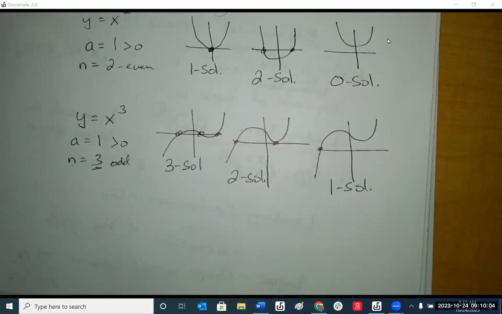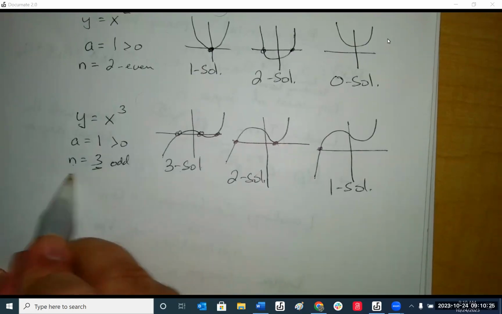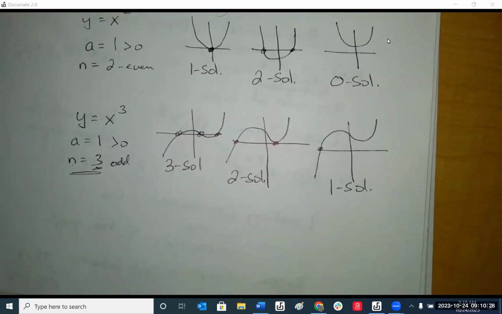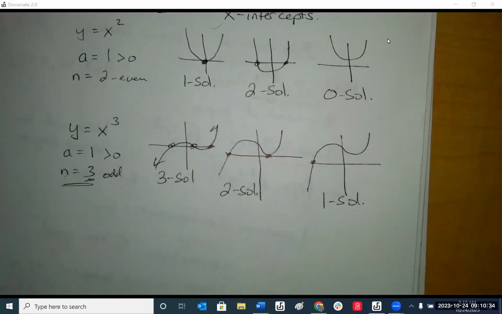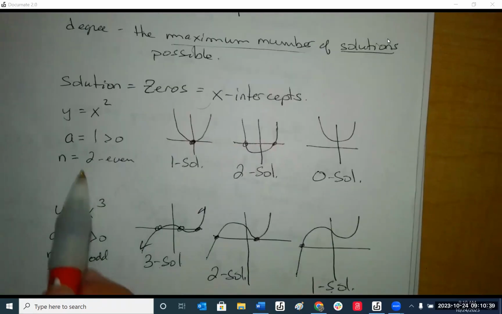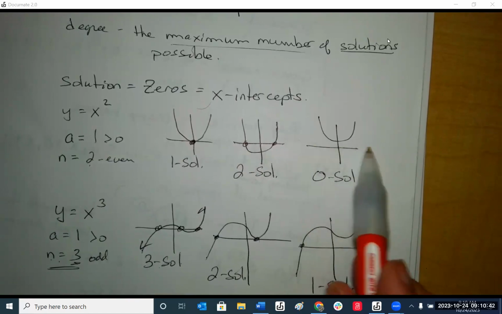If the degree is odd, can you have 0 solutions? Why not? Yes, but not the right reason. An odd degree has to cross the x-axis because the ends point in opposite directions. One of those has to hit the x-axis. So you have to have at least one solution with odd degrees. Even degrees, you can miss it altogether.